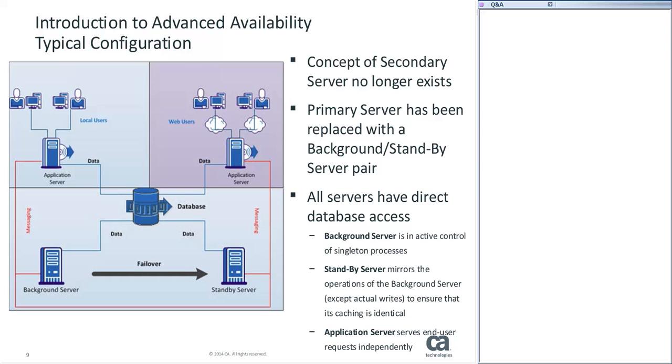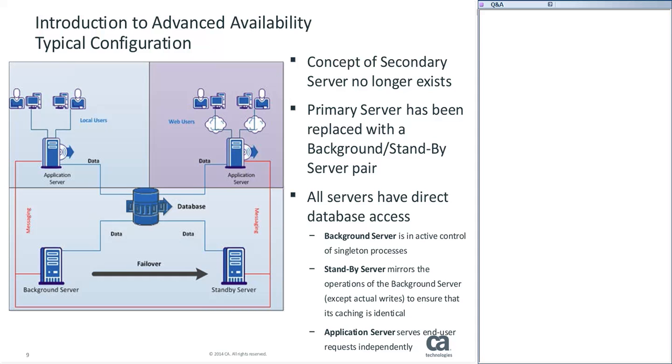If a user is logged into an application server and is in the middle of performing a task and the background server were to suddenly lose access, the user would still be able to continue with their task without major interruption, which is a major help.